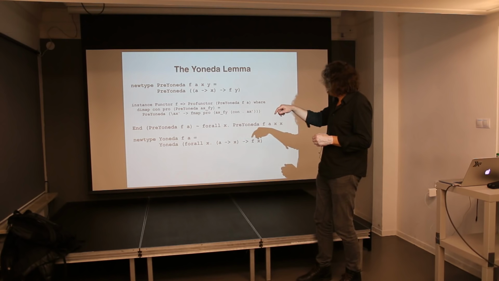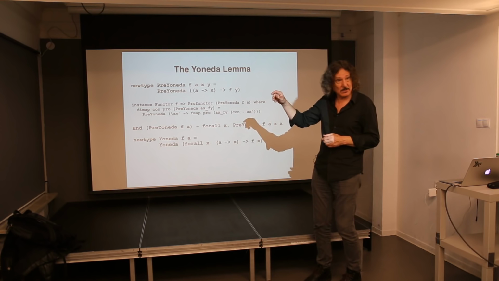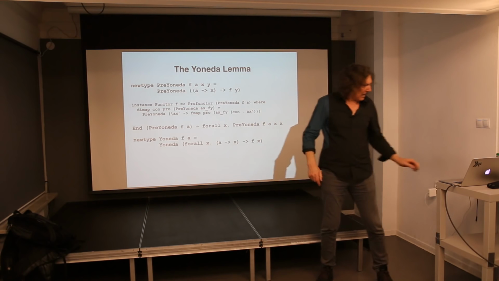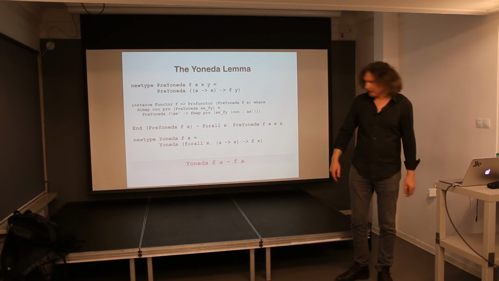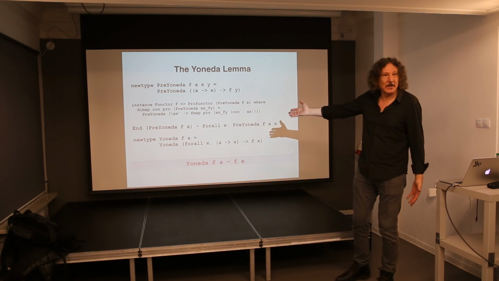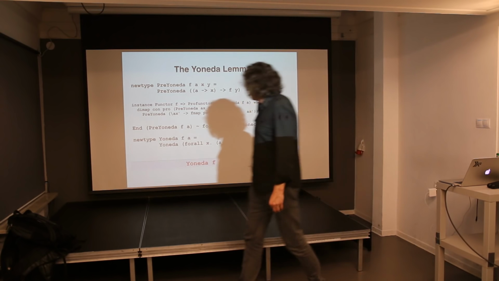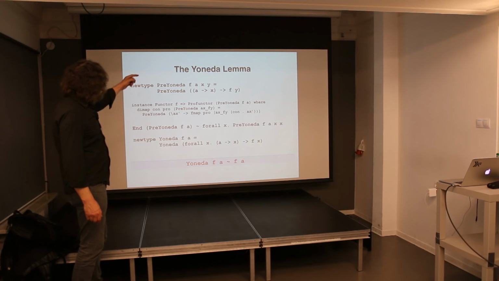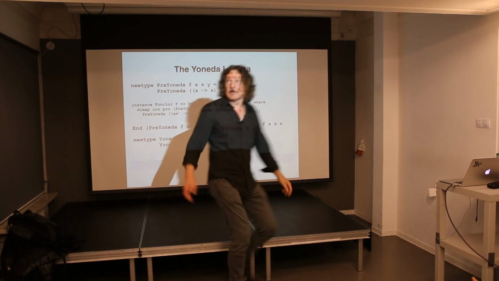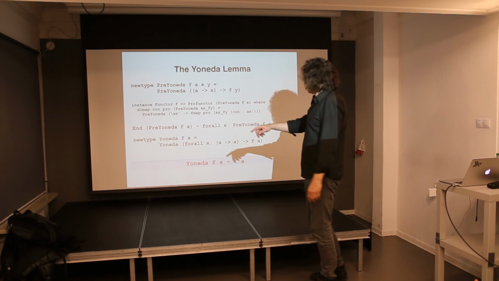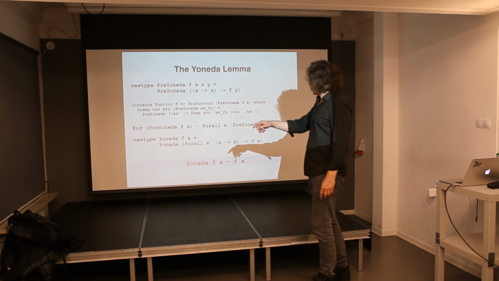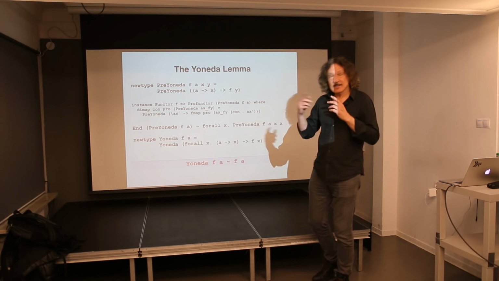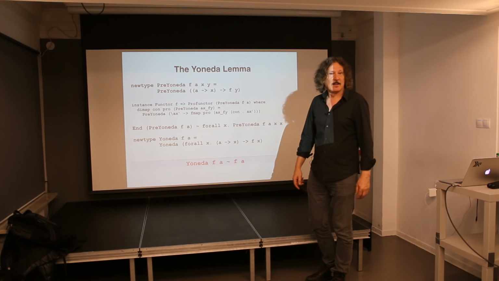Now, in principle, you don't know. Does really a function like this exist? For any functor f, I can find a function like this? Yes. Yoneda says yes. And in fact, this is the ninja Yoneda lemma, right? The ninja Yoneda lemma says the end of this profunctor, which I call Yoneda fa, is isomorphic to fa.